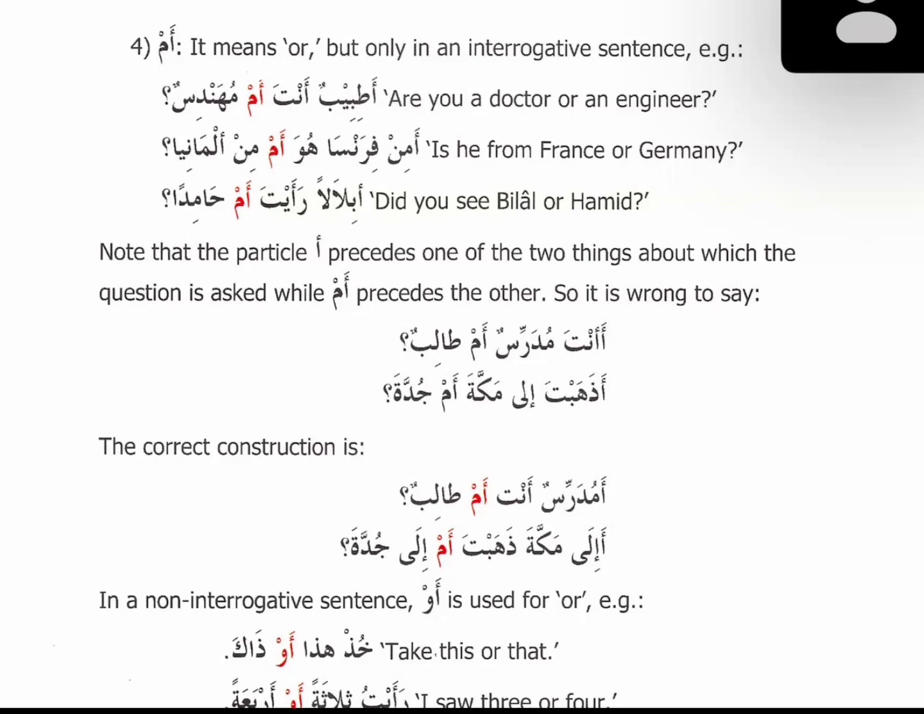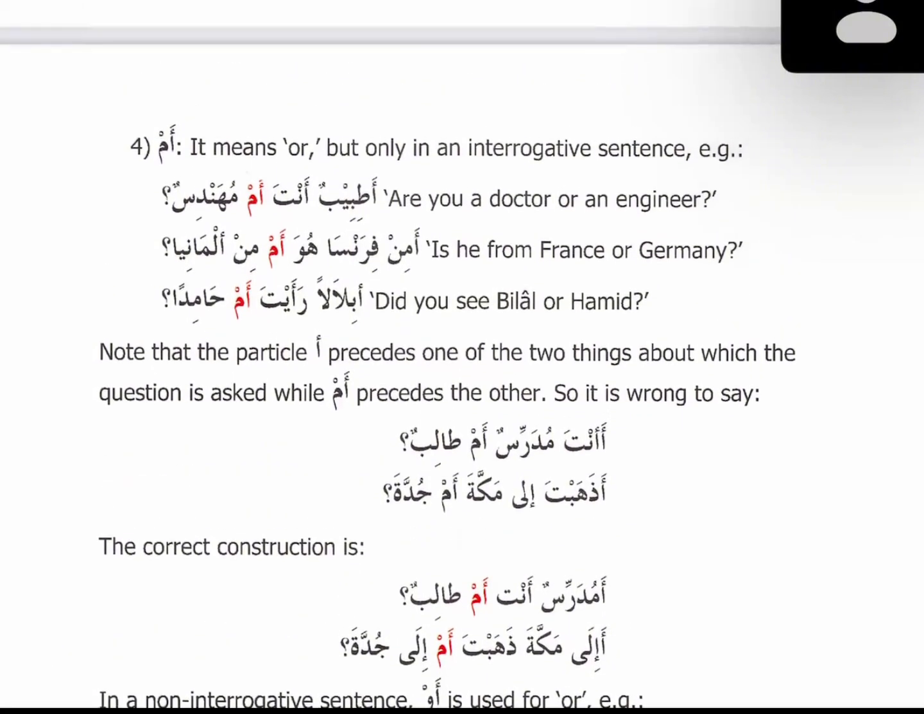So let's have a look at it again. The particle a precedes one of the two things before which the question is asked, while am precedes the other. So it is wrong to say anta mudarrisun am talibun. Here first we saw atabibun anta am muhandisun. Amin firansa hua am minal mania. Abilalan ra'aita am hamidan. Anta mudarrisun am talibun is wrong, because a will precede the two things that are being questioned.